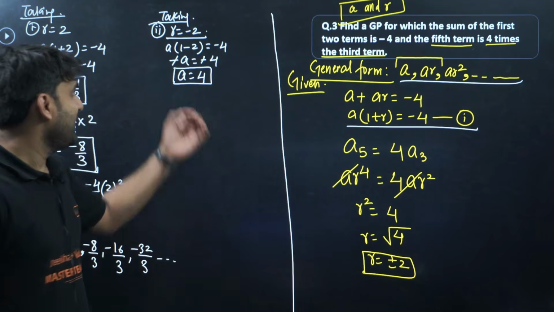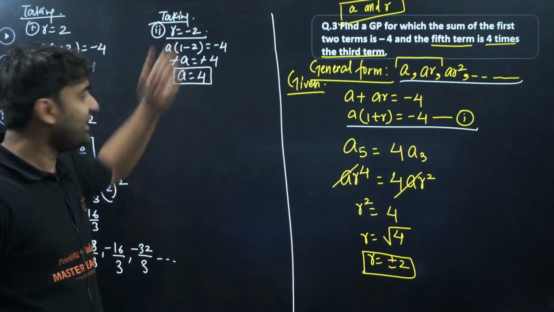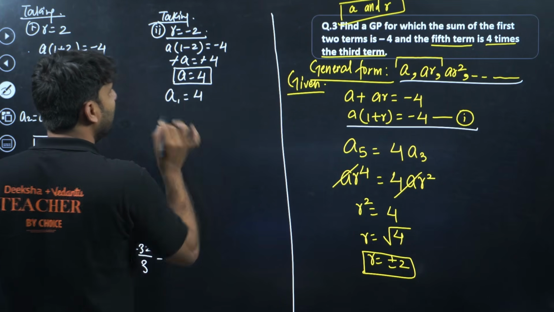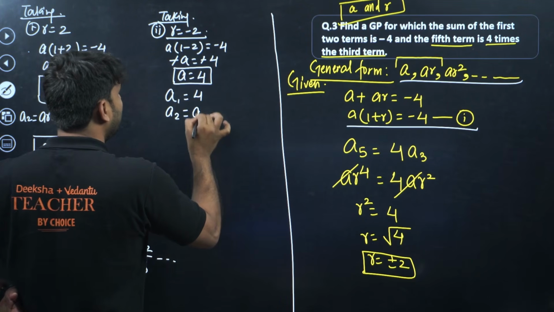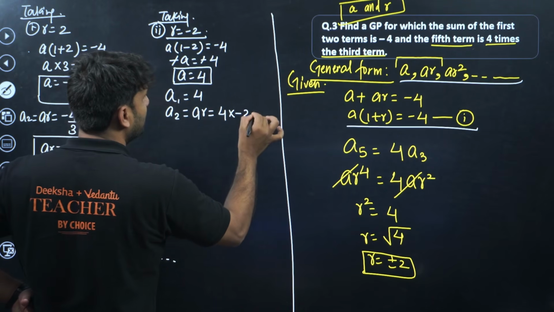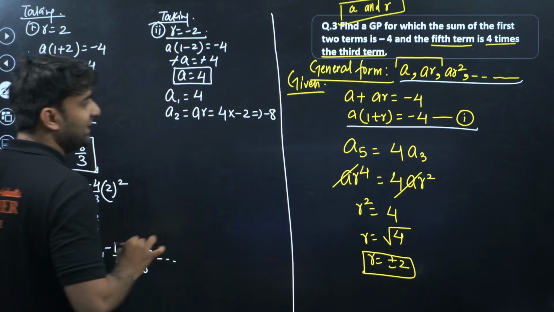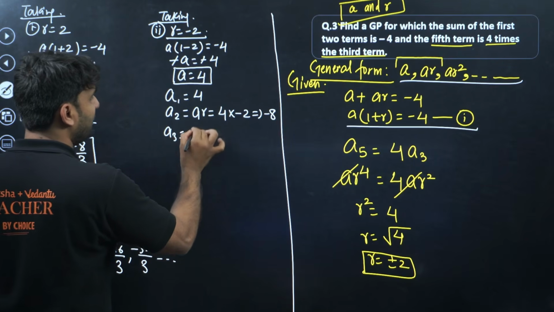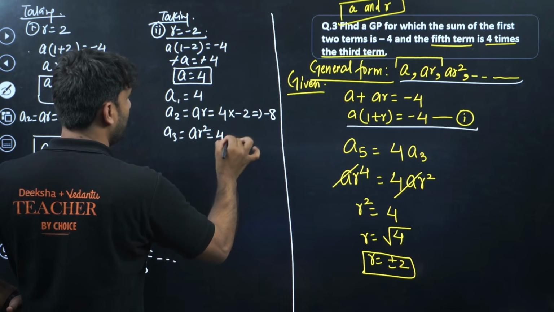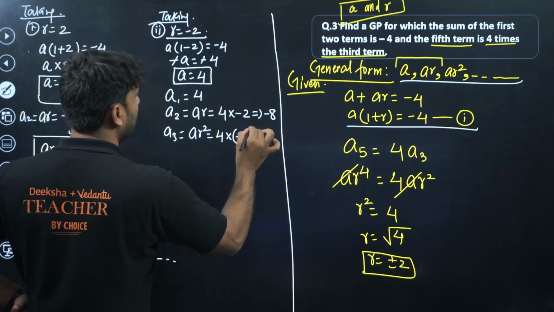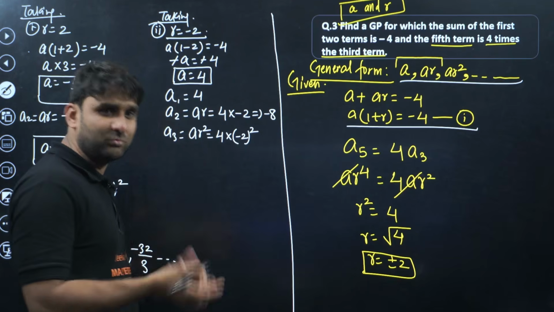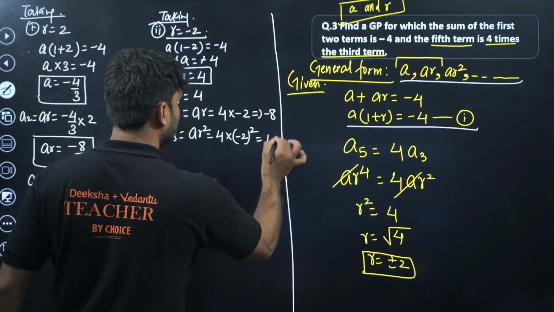Clear, everyone? Now if we have A positive 4 and R negative 2, what will be the first term? The first term will obviously be A. And what will be the second term? The second term is AR. A is 4 and R is minus 2, so this will be minus 8. Clear, everyone? Now the third term. What is the formula for the third term? AR square. A is positive 4 and R is minus 2, whole square. Minus 2 square will be 4, minus 2 into minus 2 is plus 4. 4 into 4 will be 16, plus 16.